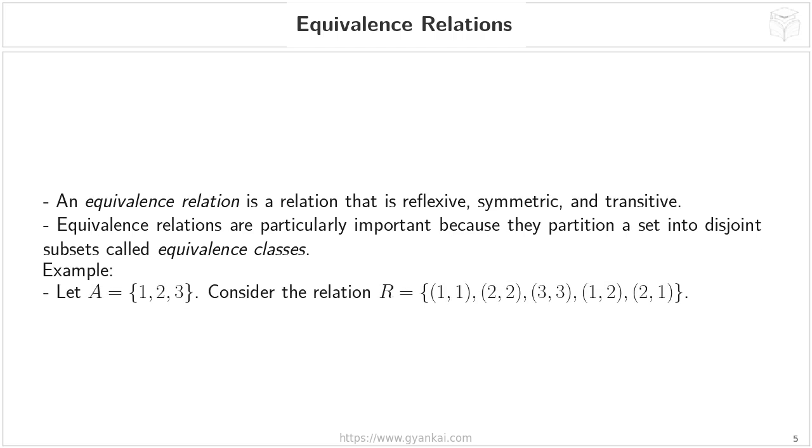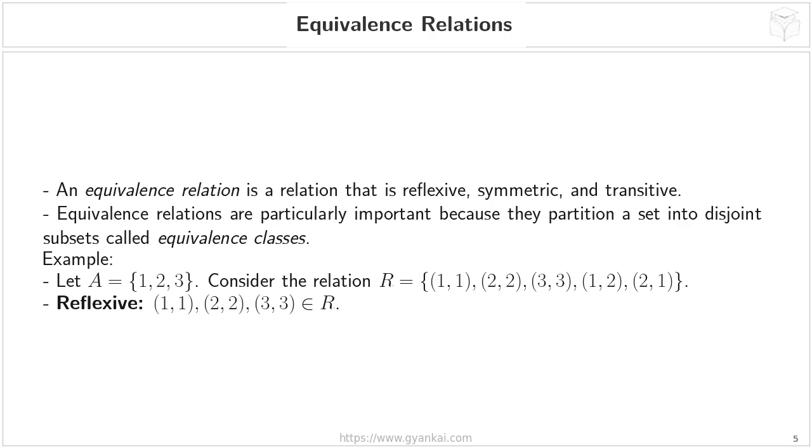Let's look at an example. We have a set A which contains the elements 1, 2, and 3, and we have a relation R defined as the set of ordered pairs (1, 1), (2, 2), (3, 3), (1, 2), and (2, 1). Let's check if this is an equivalence relation. First, is it reflexive? Remember, for a relation to be reflexive, every element must be related to itself. Looking at R, we see that (1, 1) is in R, (2, 2) is in R, and (3, 3) is in R, so it is reflexive.